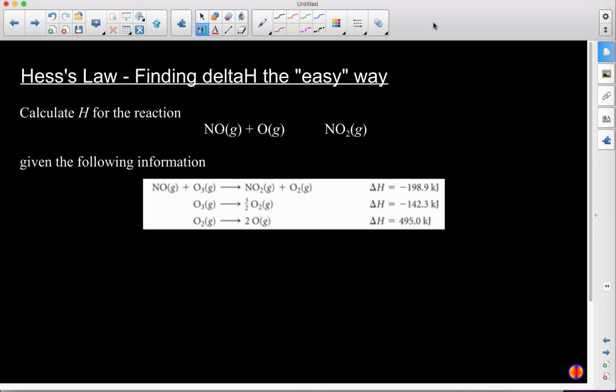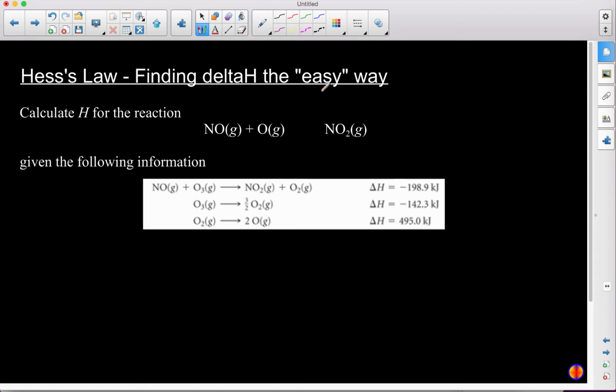Hello, AP Chemistry, and welcome to Hess's Law, finding delta H the easy way. Technically, this is easy, right? Because one, we don't have to run an experiment. But I guess some people won't find it easy. Depends on your comfort level with math and your level of organization, right? Because if you always write these out neatly, it should be easy for you.